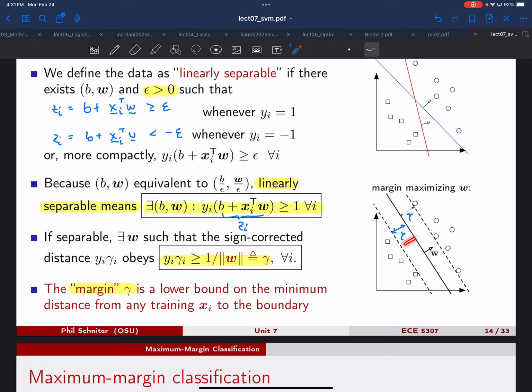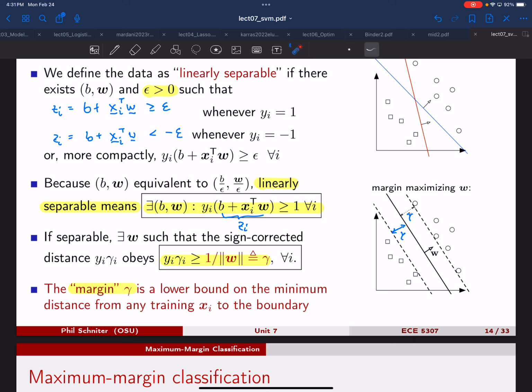This margin gives us a bit of wiggle room. It gives us some insurance that we probably won't make a test error, because there's a lot of space to the boundary. So that's what we would like. We would like to have maximum margin. We'd like to find a W with maximum margin.